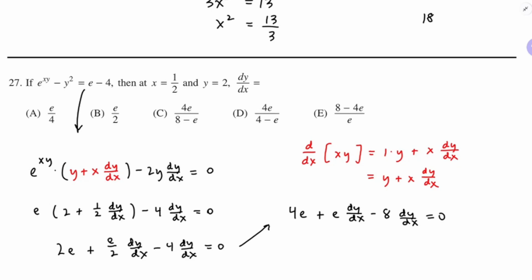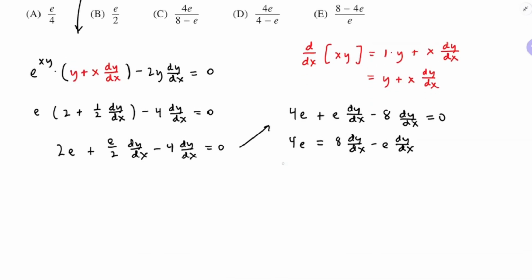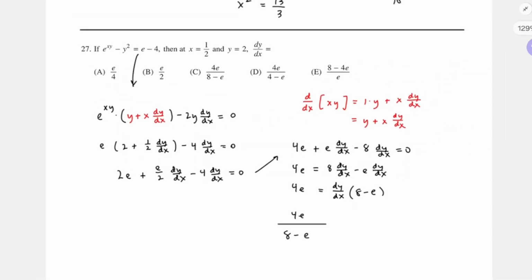All right, so I'm going to say, just push all the stuff with dy dx to the other side, I guess. 8 dy dx minus e dy dx. Factor out the dy dx. There's got to have been a better algebraic way to do this one. Okay, 4e divided by 8 minus e.